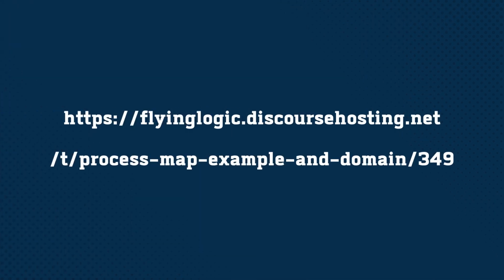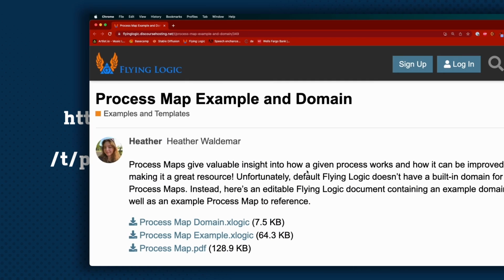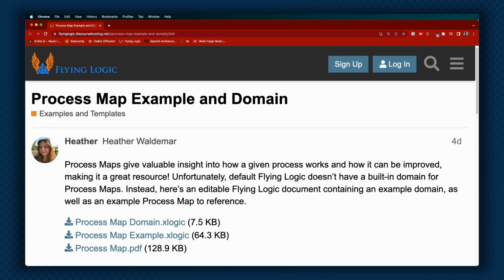If you'd like to use or edit the domain in our example, the post in the description contains the Flying Logic documents you can use to access it. The first listed document is a blank Flying Logic document that includes the domain. This file is the easiest to begin mapping with. The second file is an editable Flying Logic document that includes our example map as well as the domain. And the third is a PDF of our example.